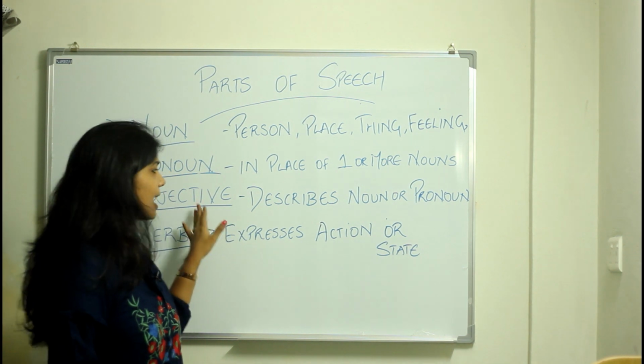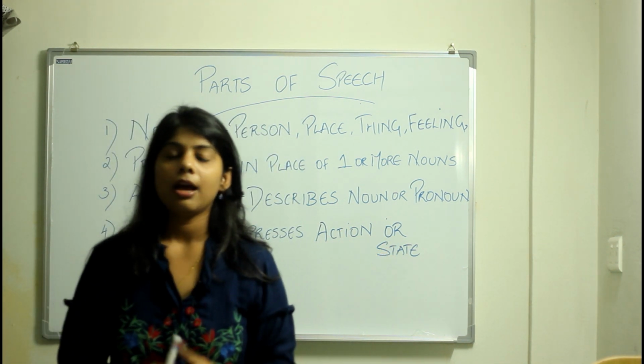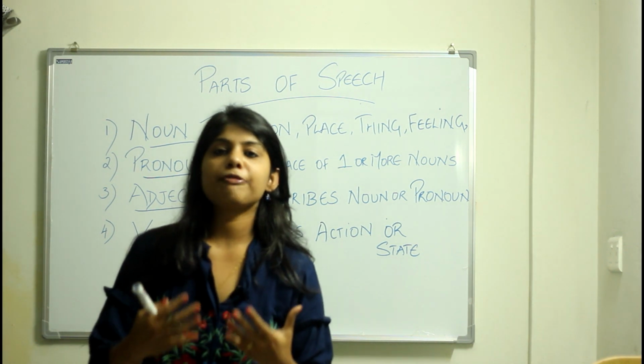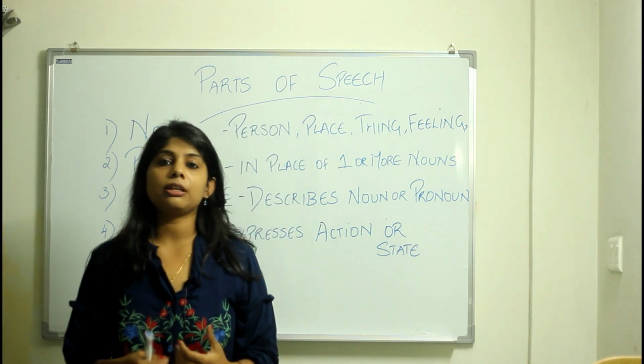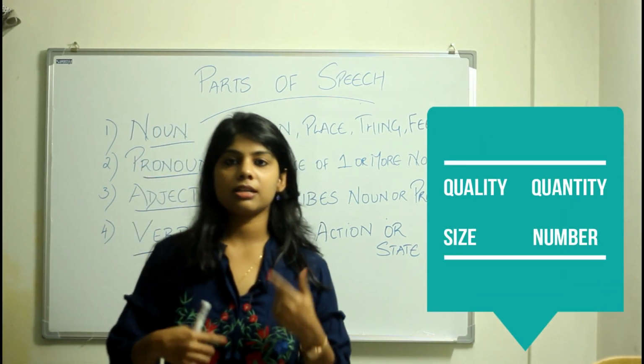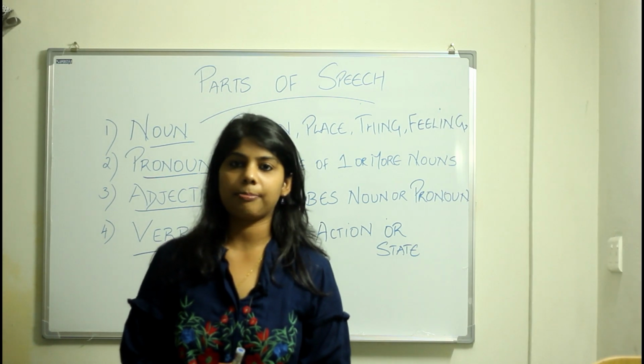Adjectives. An adjective describes a noun or a pronoun. Basically, it gives us more information about a noun or pronoun. It gives us information like quality, quantity, size, number, and so on. Let's understand this with the help of a few examples.